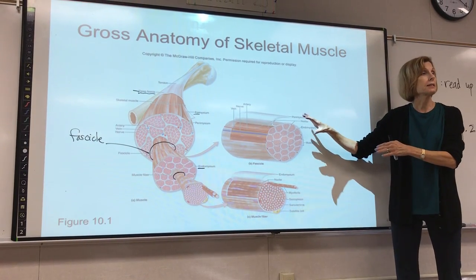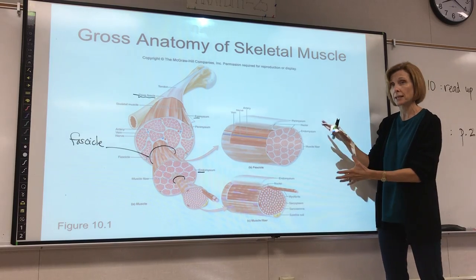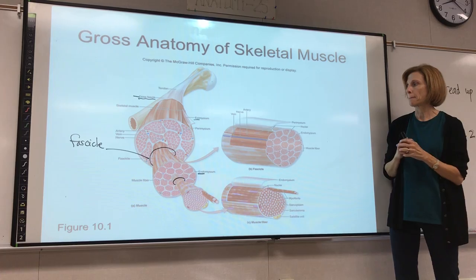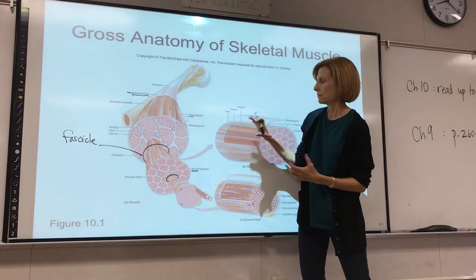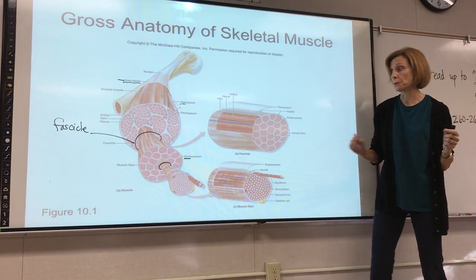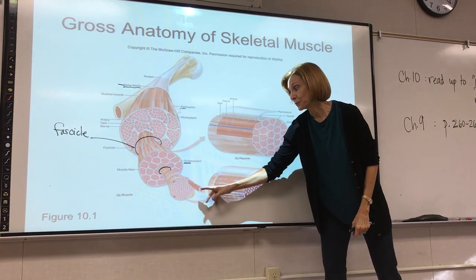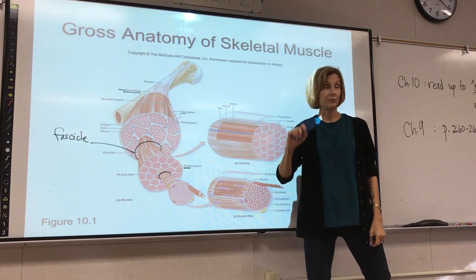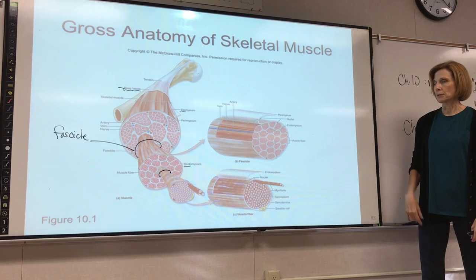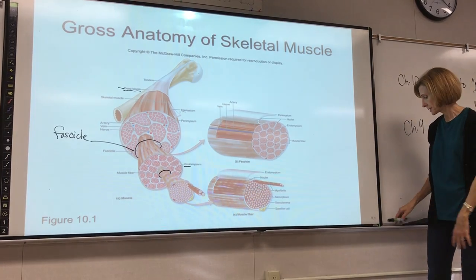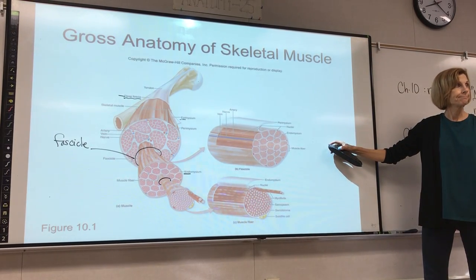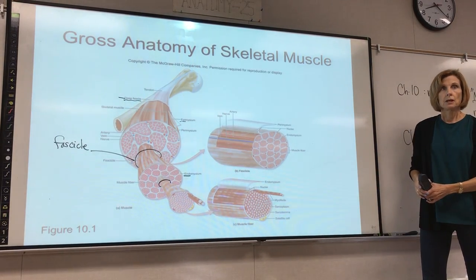So when you're looking at these diagrams, you want to take a few seconds to get oriented and figure out what you're looking at, whether you're looking at the whole muscle or a fascicle or a muscle fiber. Notice that even in the muscle fiber, there are cylindrical units inside. So you have to remember, smaller and smaller units that kind of look alike. Any questions on any of that?